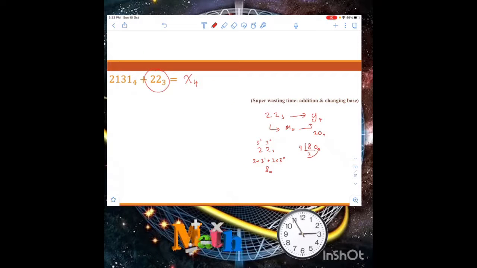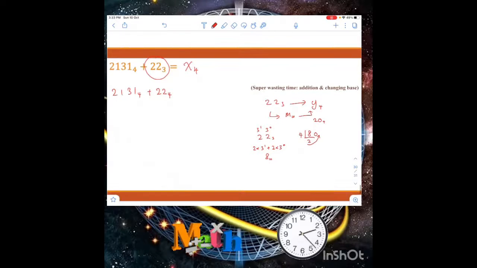So we go back to the question. 2131 base 4 plus 22 base 4. Alright. Now, since the numbers are in the same base and it also corresponds to the answer that they want, which is an answer in the form of a base 4 number, we can continue and proceed to do the addition. Bear in mind that this is a base 4 number, so the largest digit involved is 3, because only 0, 1, 2, 3 are allowed in base 4 numbers.